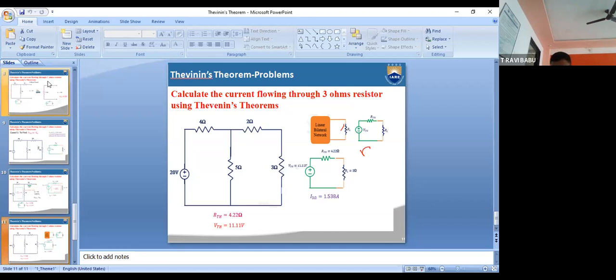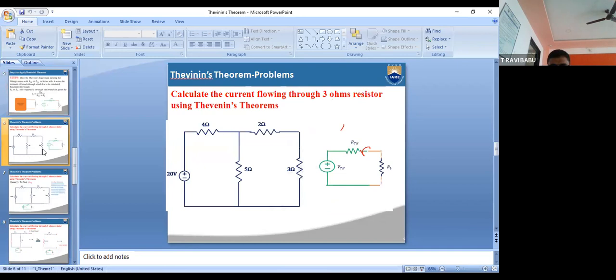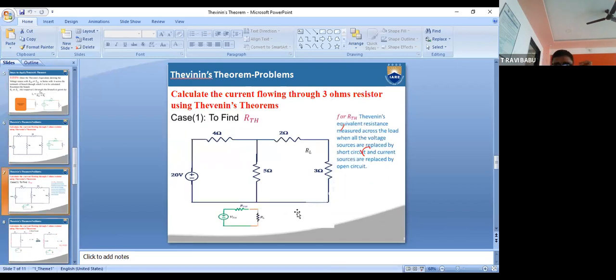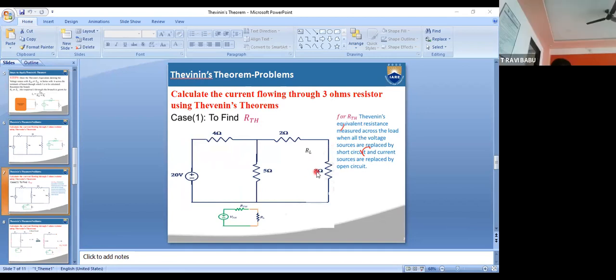Okay students, this is your circuit. In this one, I am taking the 3 ohms as the load resistor. So I am going to remove this 3 ohms resistor. Okay? Yes, sir. Okay, I am going to remove this 3 ohms resistor.